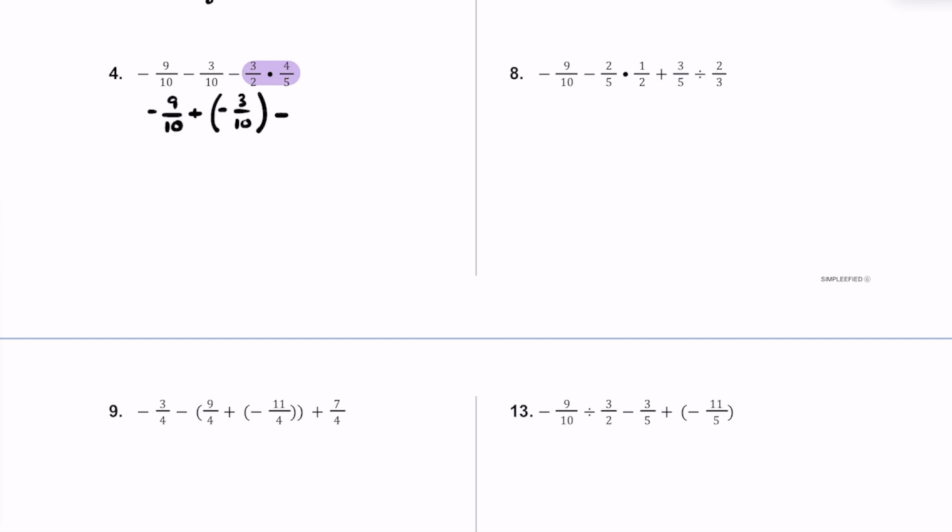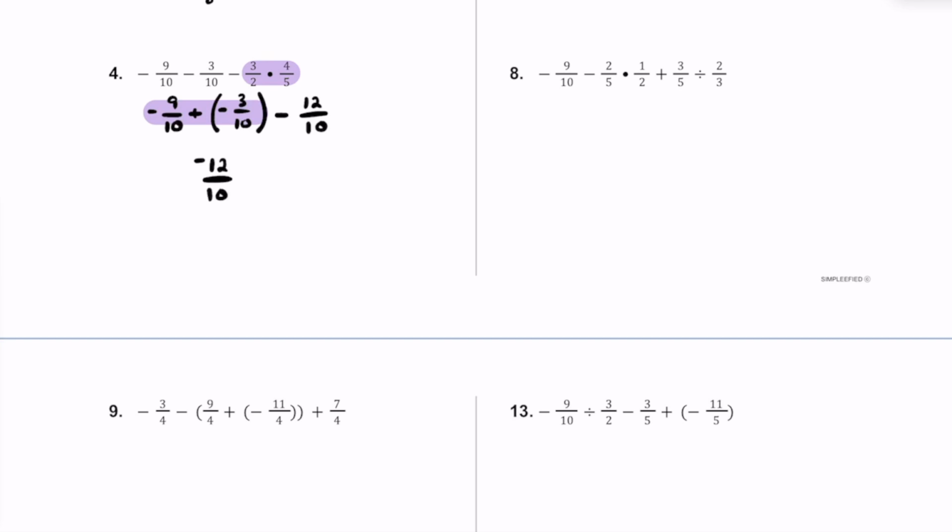Well, 3 times 4 is going to be 12, and then 2 times 5 is going to be 10. Yes, we could simplify along the way and cross cancel or do it now, but we kind of like these common denominators, so there's kind of no point in doing that. Between addition and subtraction, let's go ahead and do the addition, just because we're going left to right here. Negative 9 plus negative 3 is going to be negative 12, so we're looking at negative 12 over 10.